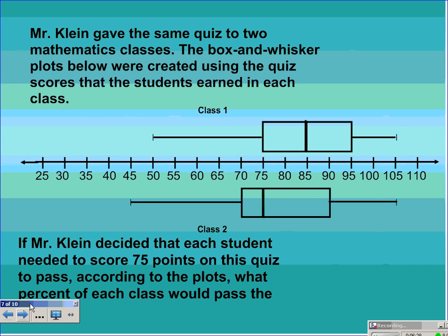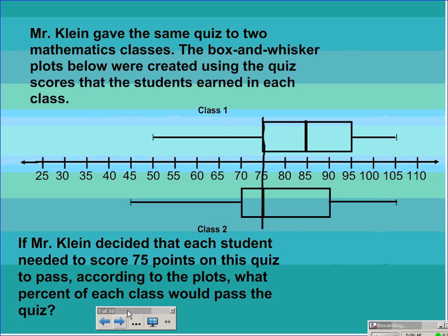Mr. Klein gave the same quiz to 2 mathematics classes. The box and whiskers plots below were created using the quiz scores that the students earned in each class. If Mr. Klein decided that each student needed to score 75 points on this quiz to pass, according to the plots, what percent of each class would pass the quiz?